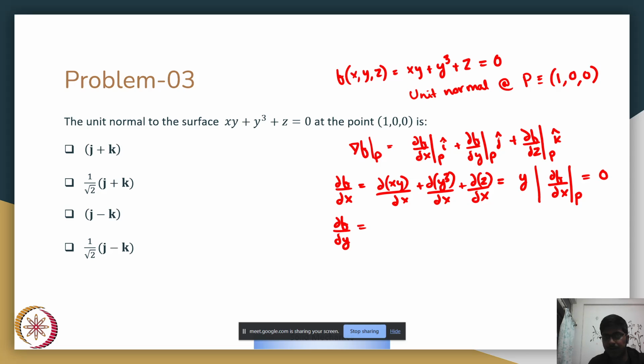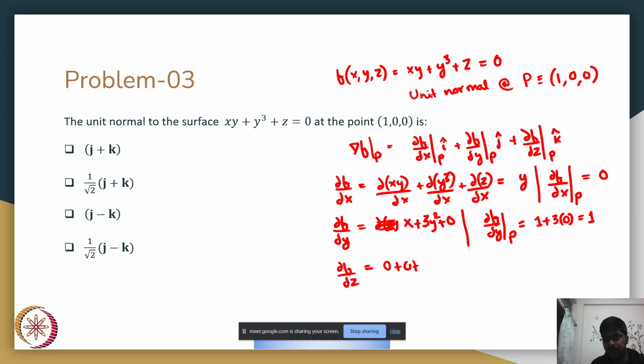So dou f by dou y is nothing but, I'll just write down the answer here, x plus 3y square plus 0. And if I calculate dou f by dou y at point P, it ends up as 1 plus 3 times 0, which is 1. And dou f by dou z is 0 plus 0, since the first two terms do not have any z component, and 1. So the partial derivative of f with respect to z is always constant, equal to 1. It won't depend on the point.